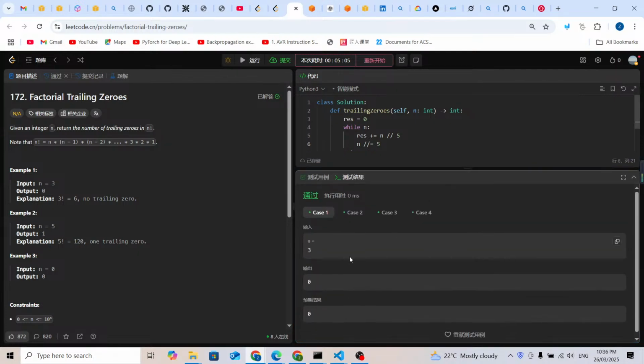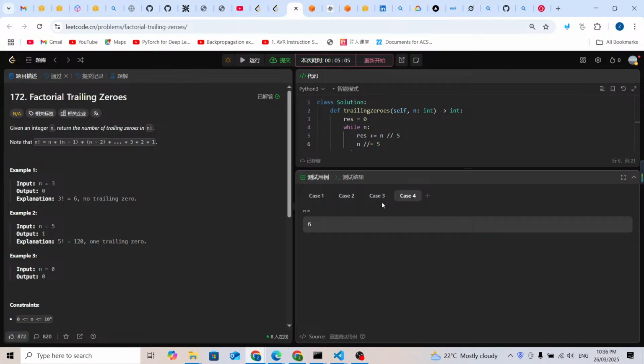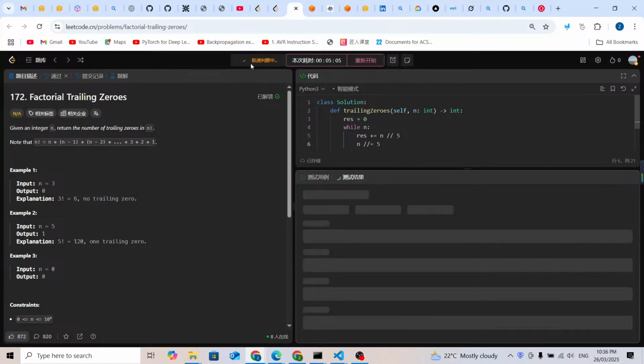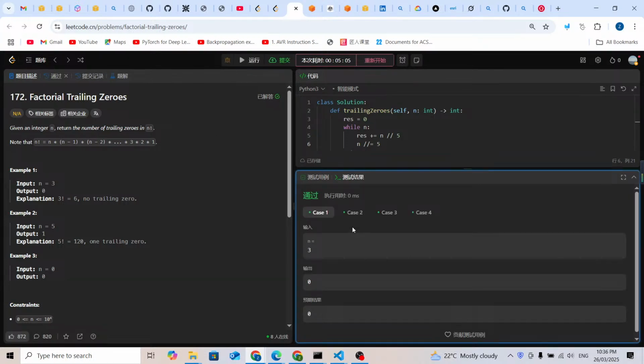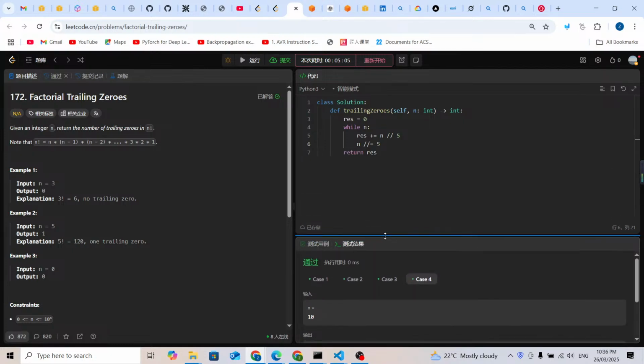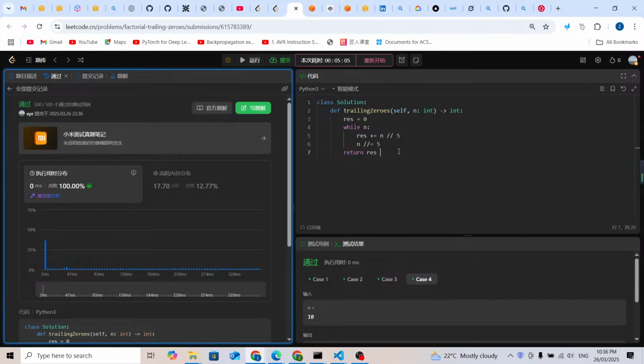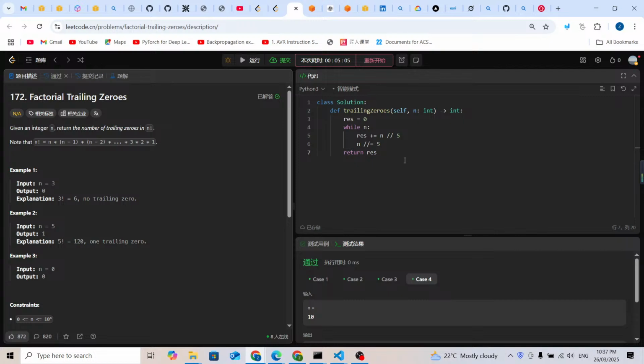Now let's try a test case. Instead of 6, we want to try 10. What's the final result? Let's check. As you can see, for 10, it's 2 zeros. It means our calculation is right. So this is a better solution, with log n time complexity. As you can see, it's really fast, beating 100% of all submissions.